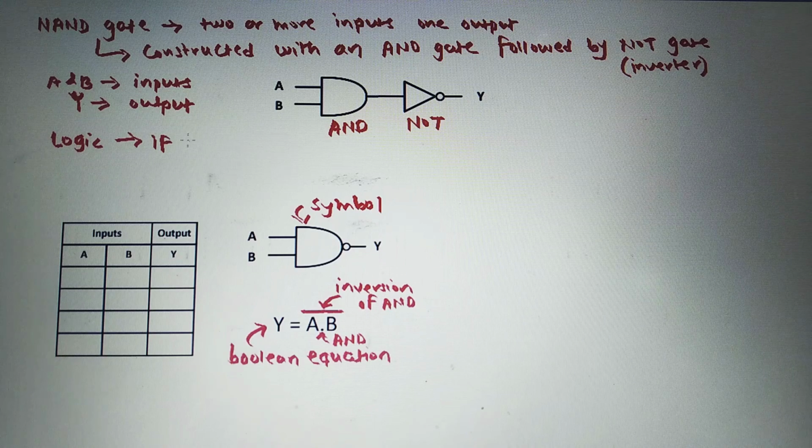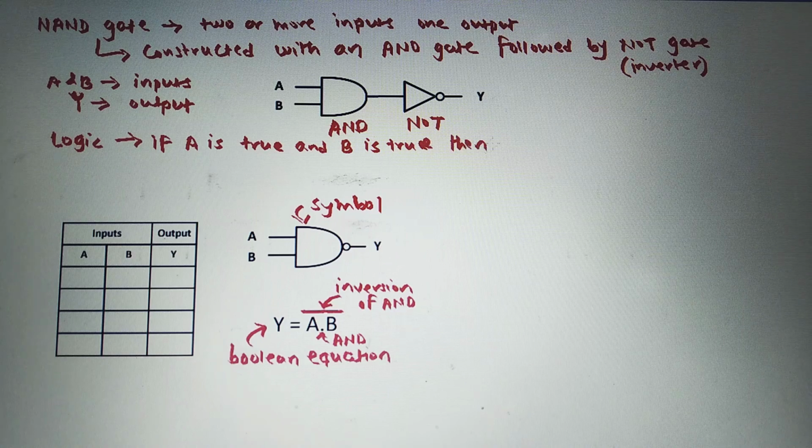If input A is true and input B is true, then the output Y is false. So if input A is true and input B is true, then output Y is false. That means if input A is high and input B is high, then output Y is low.